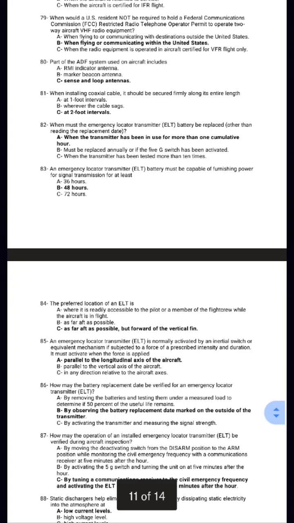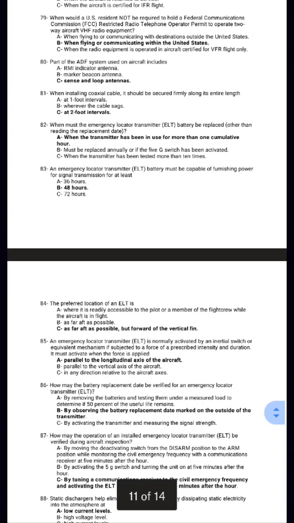Just remember that, like the TV show. The battery must be capable of furnishing power for that first 48. Battery must be capable of furnishing power for at least 48 hours as a minimum. ELT battery must be capable of furnishing power for 48 hours. That first 48.